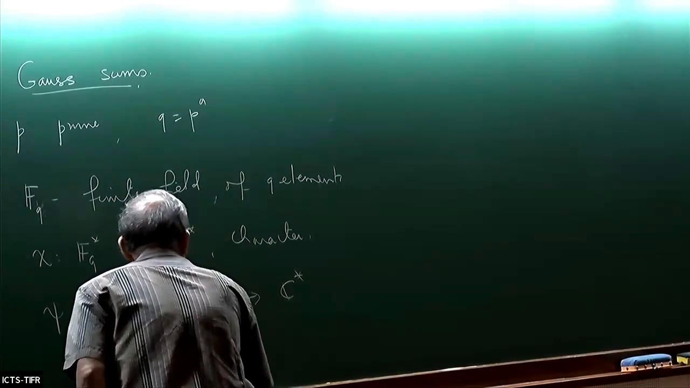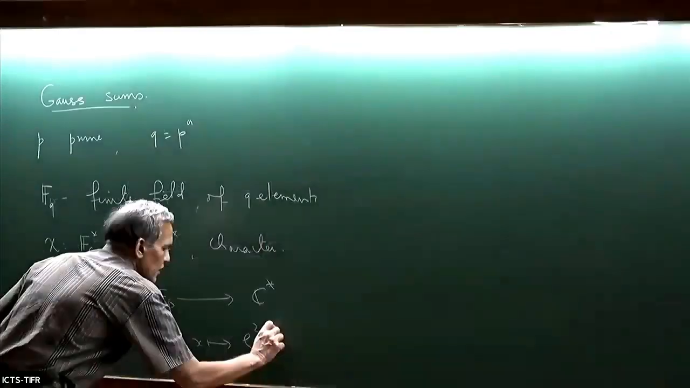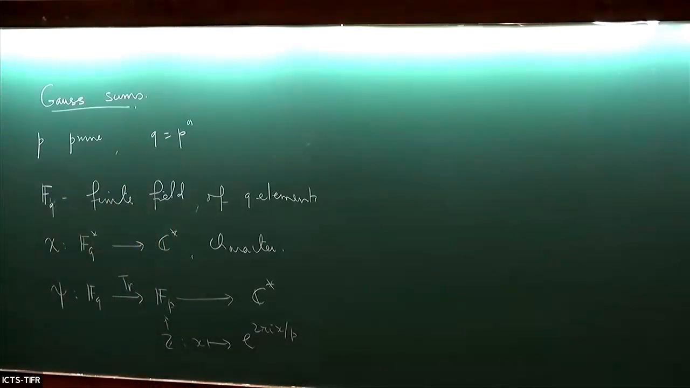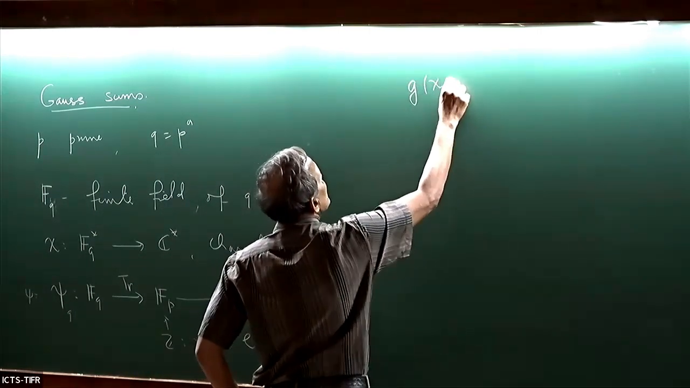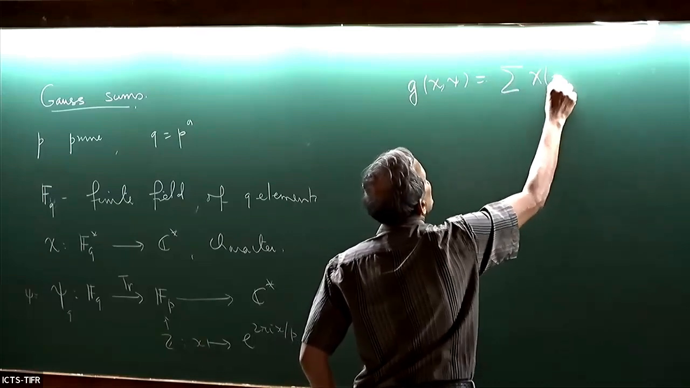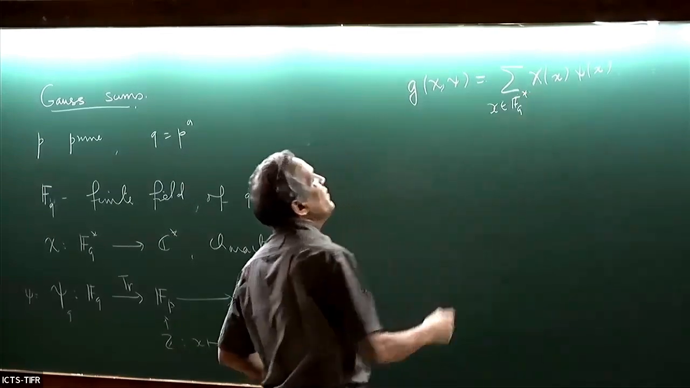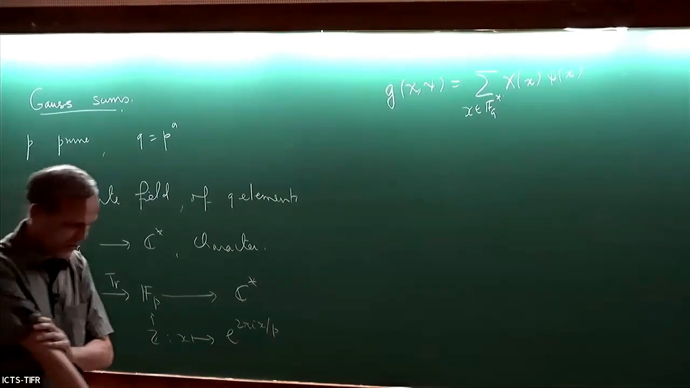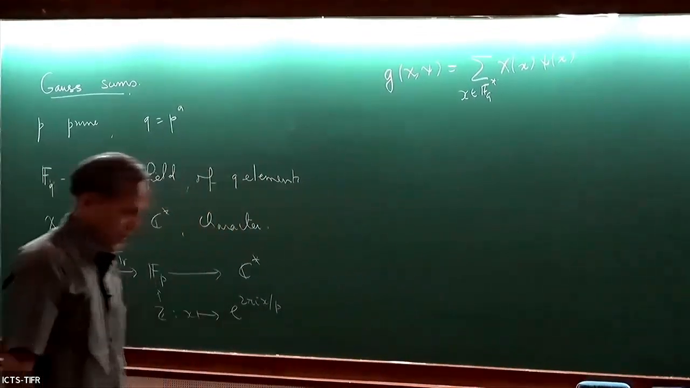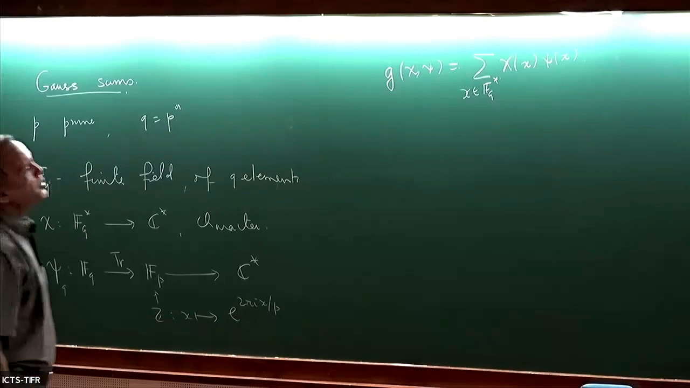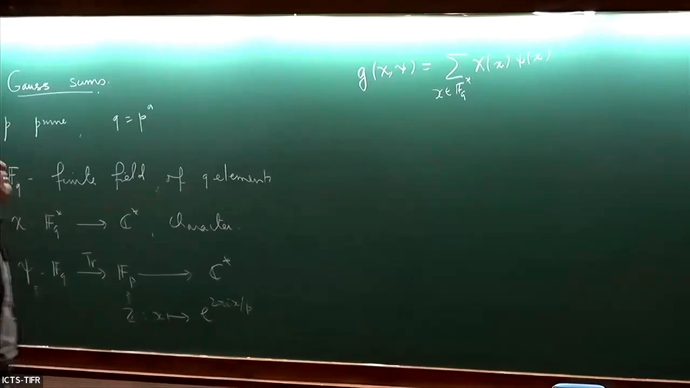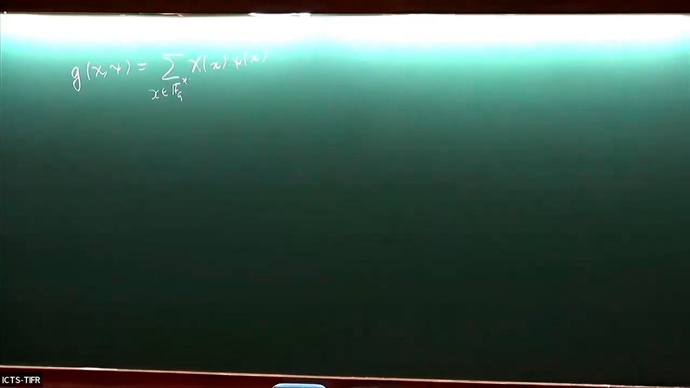You have a map from Z to Fp. You can send x to e to the power 2 pi i x by p. I might put the index psi_q or just make it psi, meaning I'm having some additive character which is defined. So I might drop the subscript at many places. The Gauss sum of the multiplicative character is defined as the summation of chi(x) times psi(x), x in FQ star. It's ubiquitous, it appears in many places, and satisfies a lot of remarkable properties and analogies. So let me list some of them, just because it's interesting to go through some of these properties.